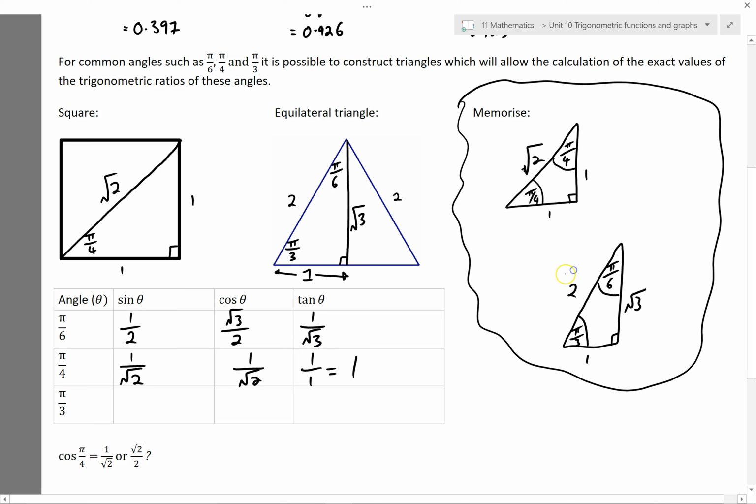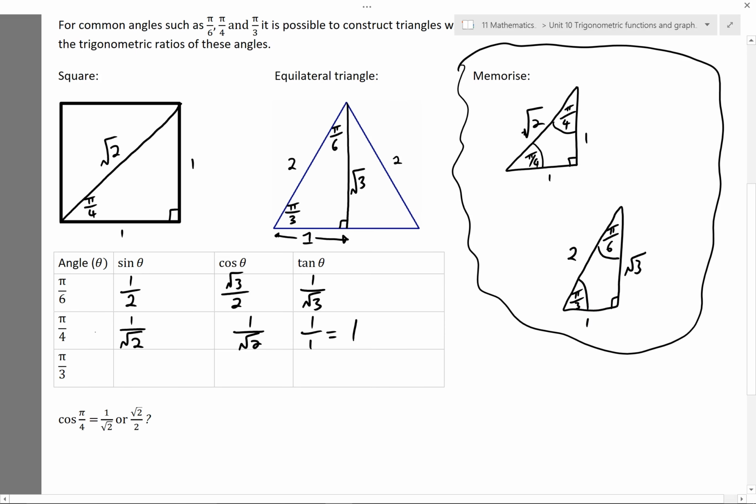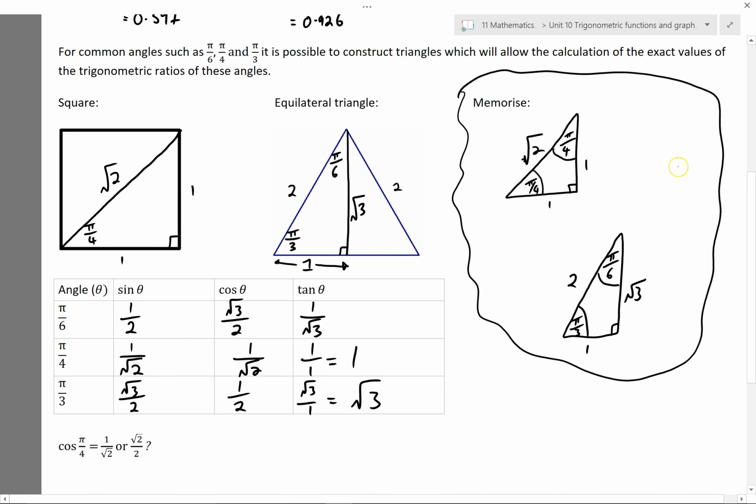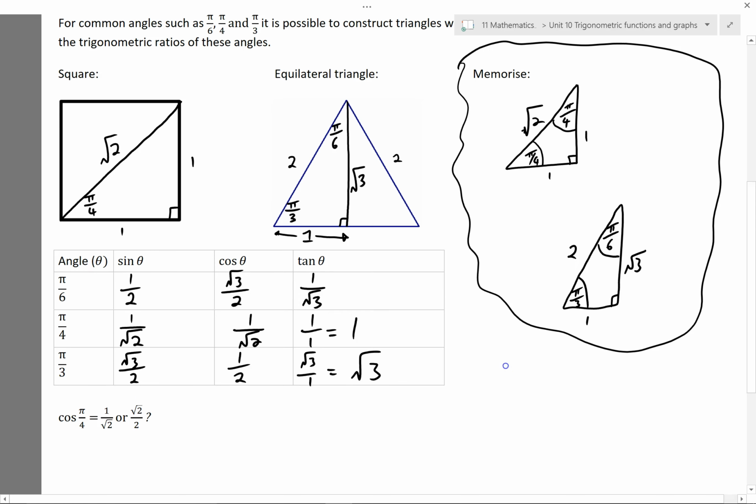Okay, and then from the point of view of pi on 3, we can do the same thing. So sine will be root 3 on 2, cos will be a half, and tan will be root 3 on 1, which is really just root 3. So memorizing these two triangles lets us find sine, cos, or tan of any of these angles.